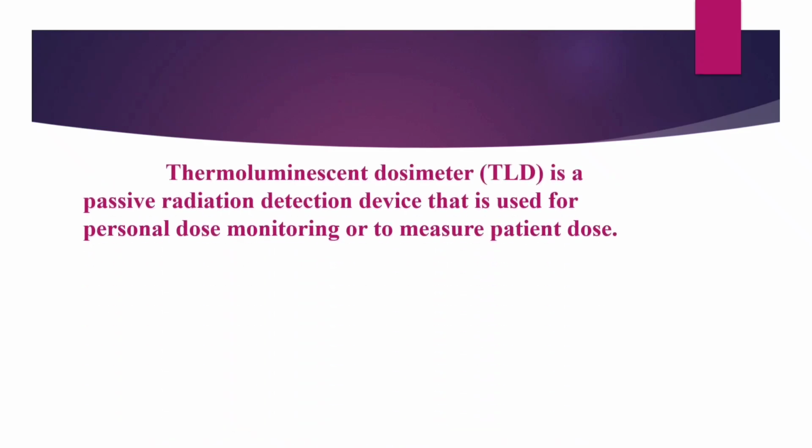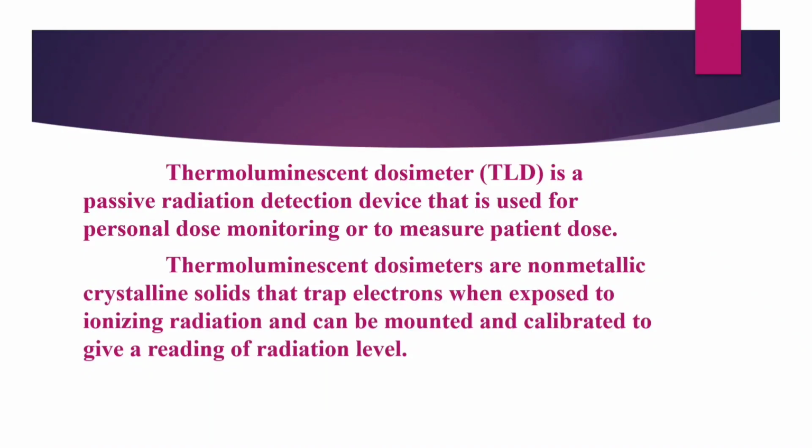Now let's see the explanation. Thermoluminescent dosimeter, TLD, is a passive radiation detective device that is used for personal dose monitoring or to measure the patient dose. Thermoluminescent dosimeters are non-metallic crystalline solids that trap electrons when exposed to ionizing radiation and can be molded or calibrated to give a reading of radiation level.